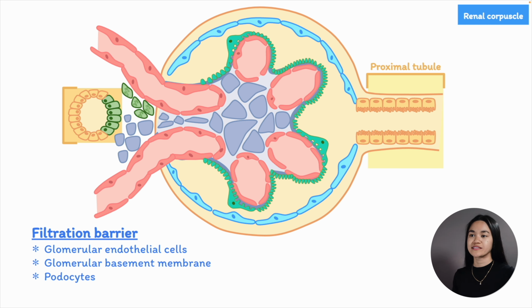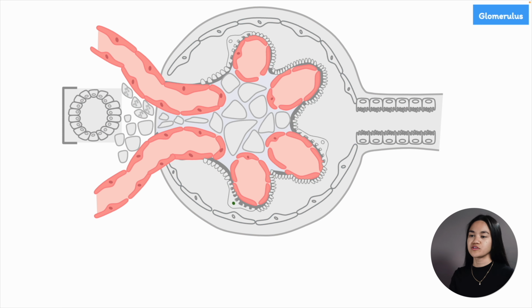The way we're going to break this down is we're going to go through the glomerulus first and take a look at the first two barriers, and then we'll take a look at Bowman's capsule and put everything together. It's going to be a walk in the park. Let's take a look at the glomerulus first. Let's take a look at the overview picture, and then we'll zoom in.